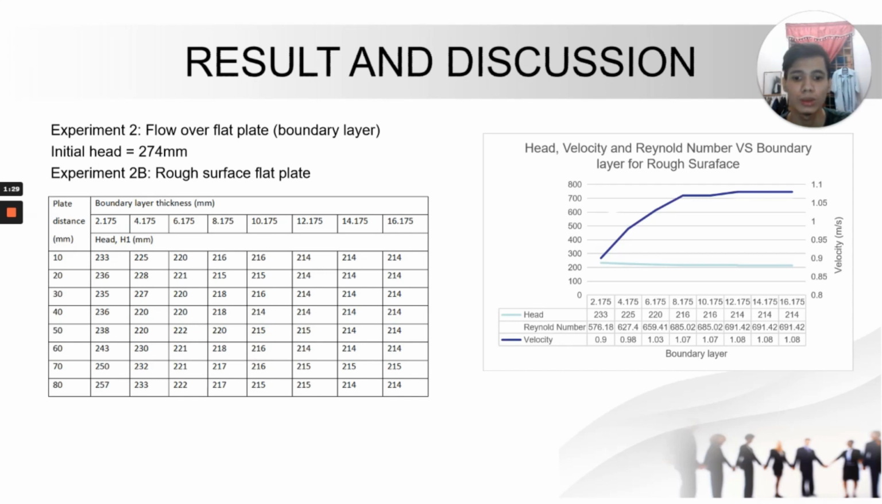Based on experiment 2, the boundary layers of the smooth and rough surfaces are affecting the velocity of the airflow. Both velocities of airflow on the smooth and rough surfaces increase when the boundary layer thickness increases. Even though both 2A and 2B increase in terms of the velocity of the airflow, the velocity of the airflow on the smooth surface increases more than on the rough surface.